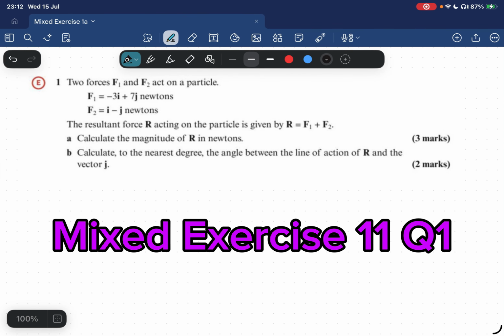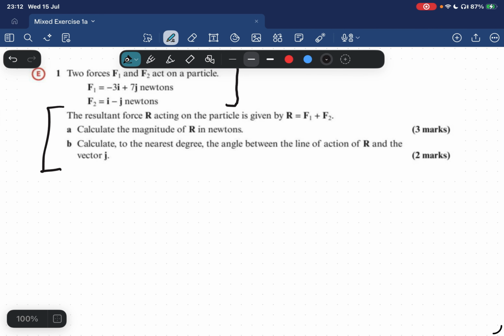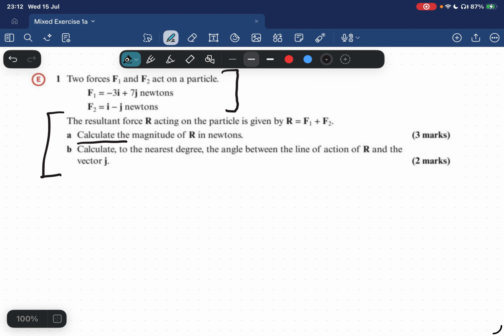Here we have question 1, mixed exercises. Don't let this physics notation affect you. If you don't take physics, that's fine. You can still do this question. It just takes off your GCSE knowledge. Even if you didn't know Newton's law or force, you can still get the right answer here. So, calculate the magnitude of R in newtons.